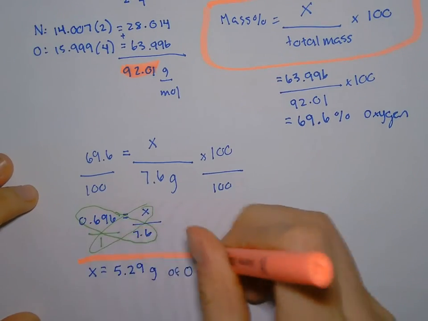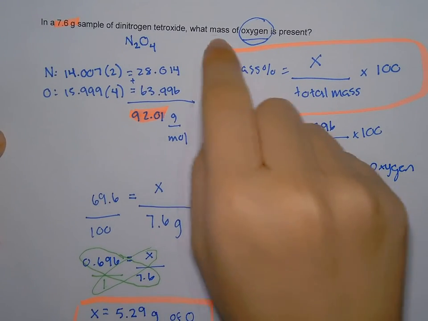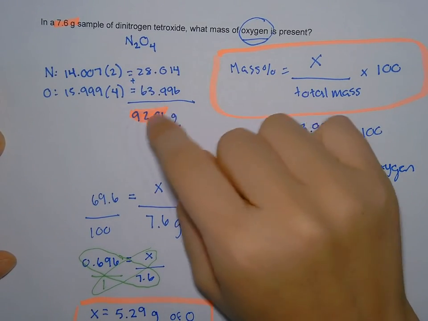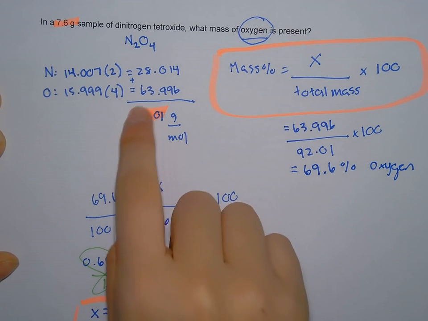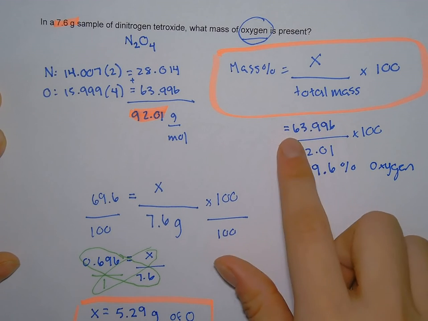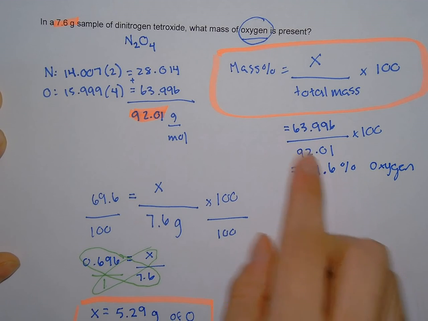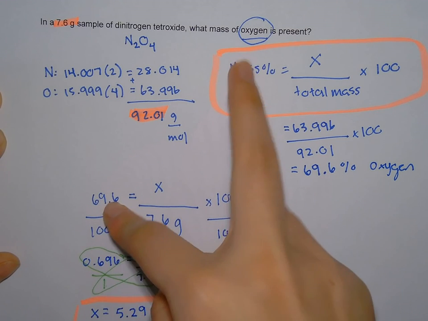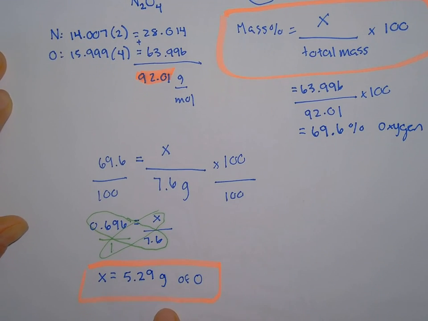Again, what I did is I kind of worked backwards. I found the percentage that I knew was true just based on this compound, right? The molar mass of this whole thing, and then I found the percentage that oxygen takes up, and the percentage will always remain true no matter the weight. So then I could plug in the percentage into my mass percent with a different total mass and then just solve for x, and that's all I did.